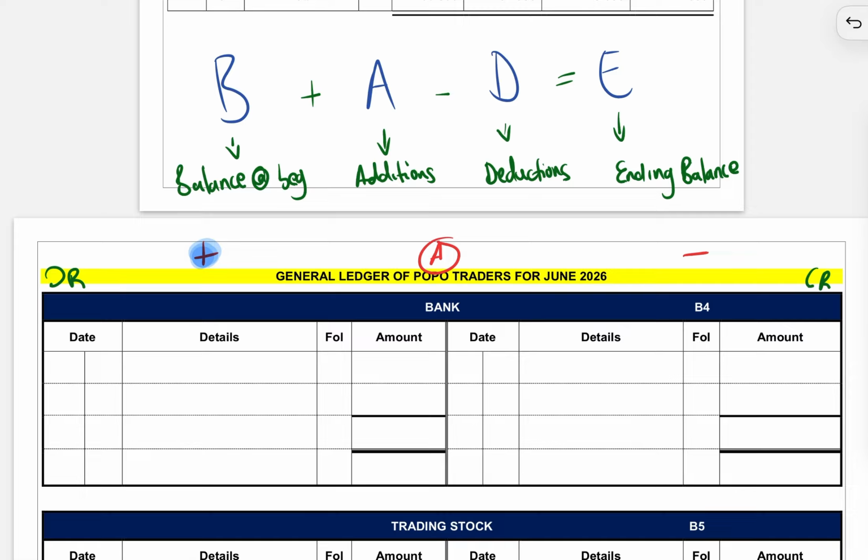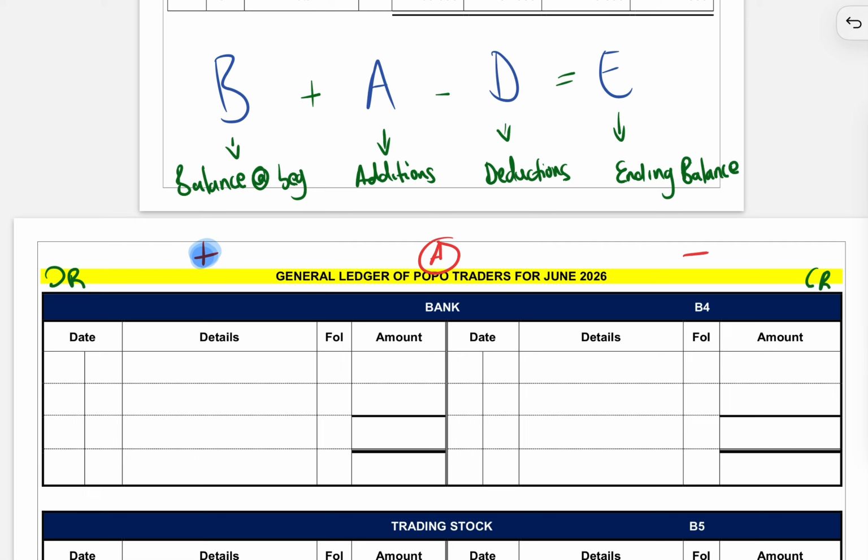Okay, so bank is increasing on the debit side, so the balance is going to be on the debit side, because the information is not telling us that the bank account is negative. And one thing that you should know is that the bank account can have two personalities. It can have a positive personality and a negative personality. But in this information that we are given, they are not telling us that bank is negative.